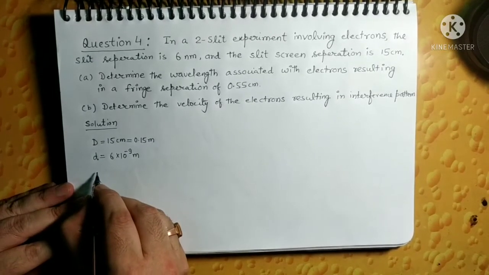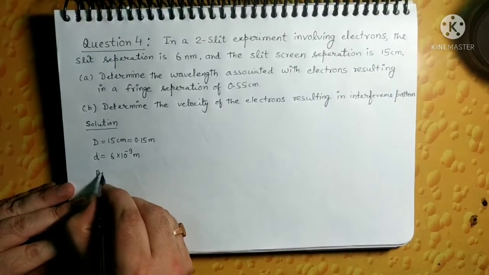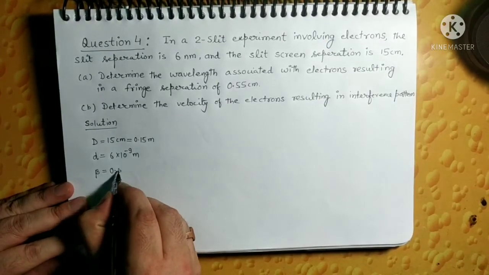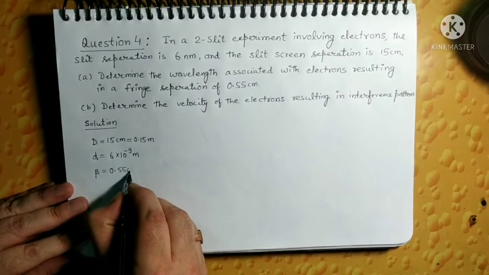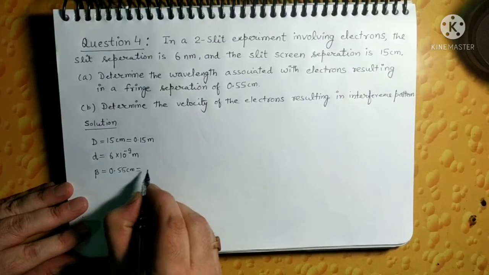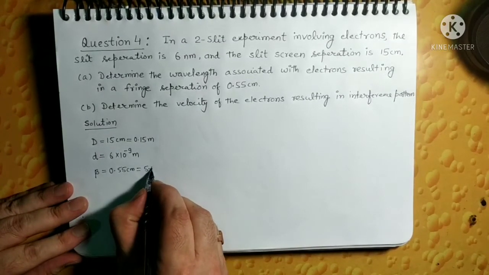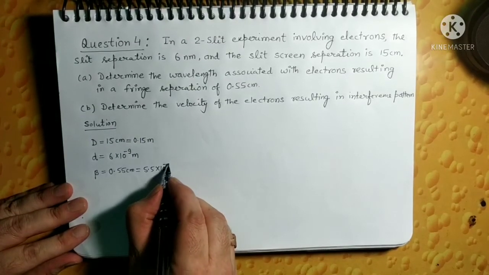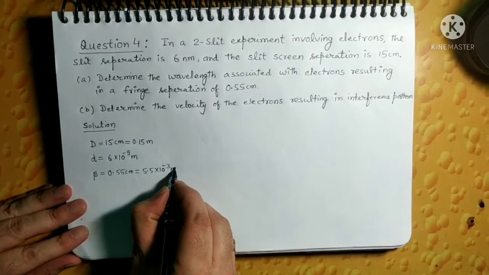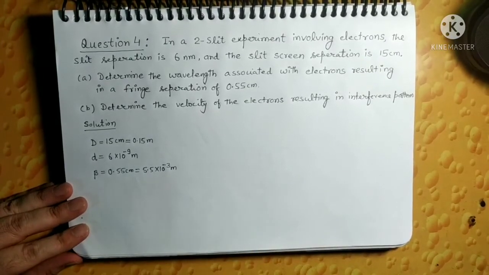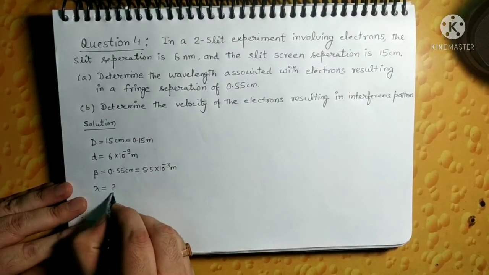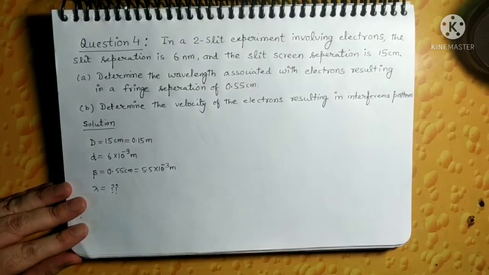and also we are given the fringe separation. So the fringe separation is 0.55 centimeter, or we can say that 5.5 into 10 to power minus 3 meter. So we have to find out lambda first. So we want to calculate the wavelength first.